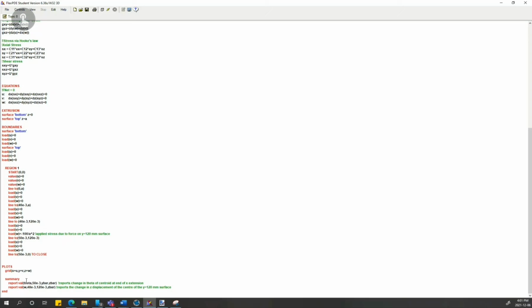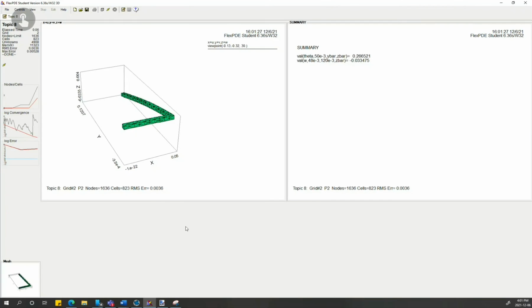And then we have our implementation of the reporting of the angle and the z displacement of the end of that y extension. And here we have the Flex PDE output. So as we can see, the behavior seems correct. There is a negative z displacement caused by this force at the end of the y extension, and this produces some sort of rotation at the centroid at the end of the x extension.